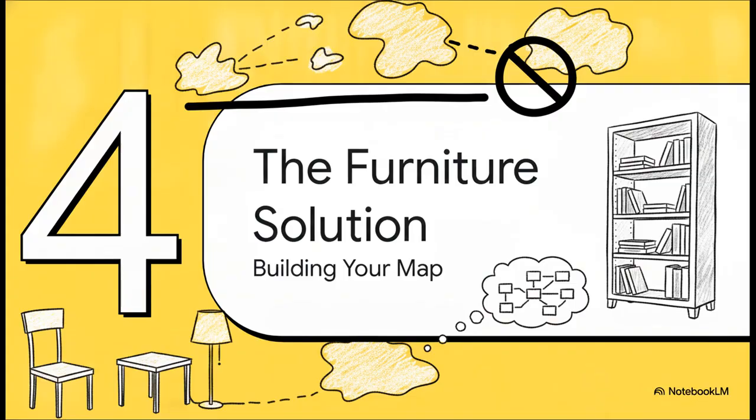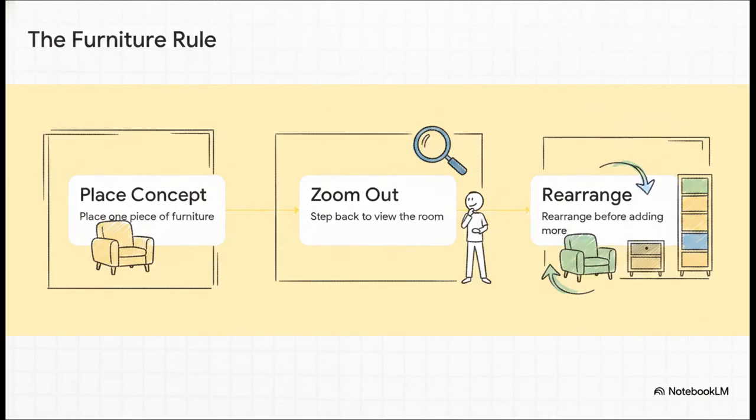Section 4. The furniture solution. How to mechanically build your map. So how do we actually avoid segmental mapping, spider webs, and islands? Well, we use a mechanical approach, which brings us to another fantastic, relatable analogy, the furniture solution.